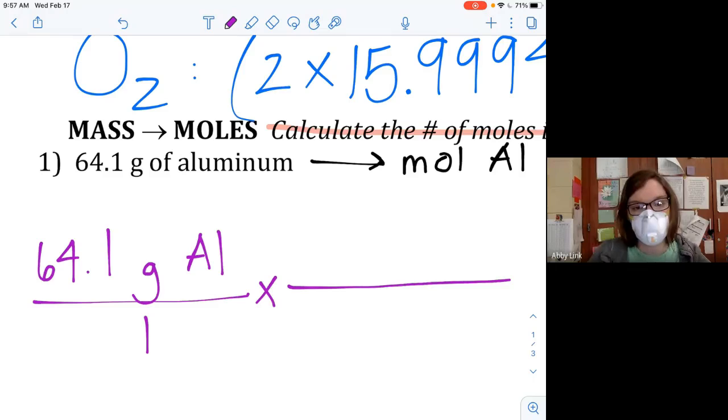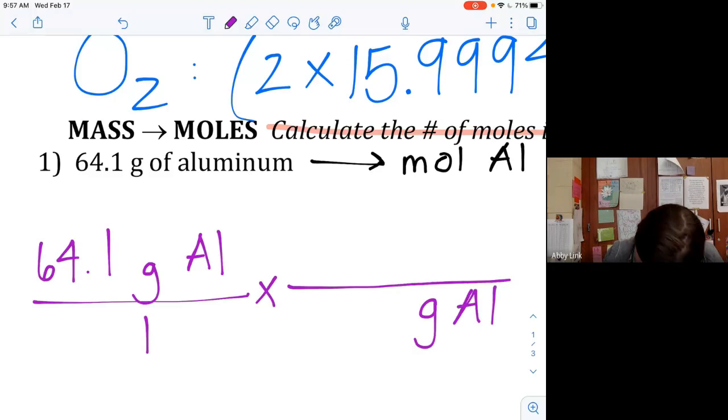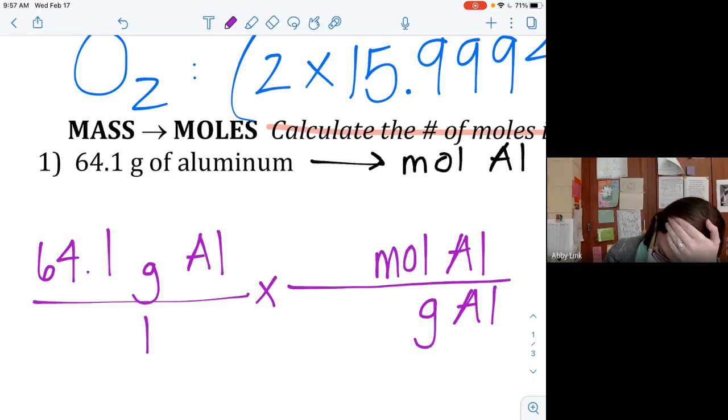I am thinking to myself, I have grams of aluminum up top here. So that tells me that I must have grams of aluminum in the denominator here. I'm looking for moles. That's what I'm trying to solve for. So I'm going to put moles of aluminum in the numerator.